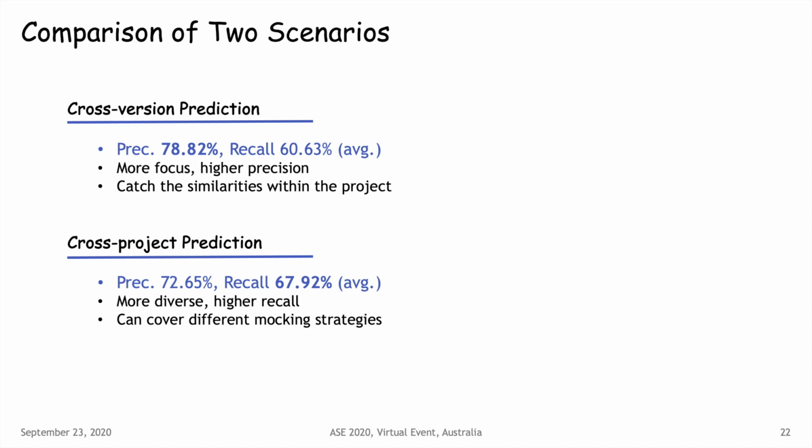Finally, by comparing the results, we found that cross-version prediction can catch the similarities between the mocking practices within the same projects, and thus had higher precision. As for cross-project prediction, since it learns from multiple projects, it can cover a more diverse set of mocking practices, and therefore had higher recall. This is helpful for projects where large changes take place.